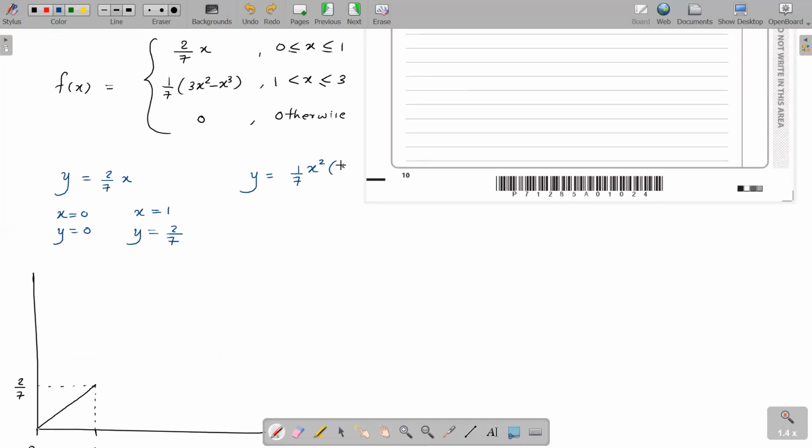When you take x square out, I get 3 minus x. Are you with me? So this is a cubic graph, and there's a repeated root at x equals 0, isn't it?